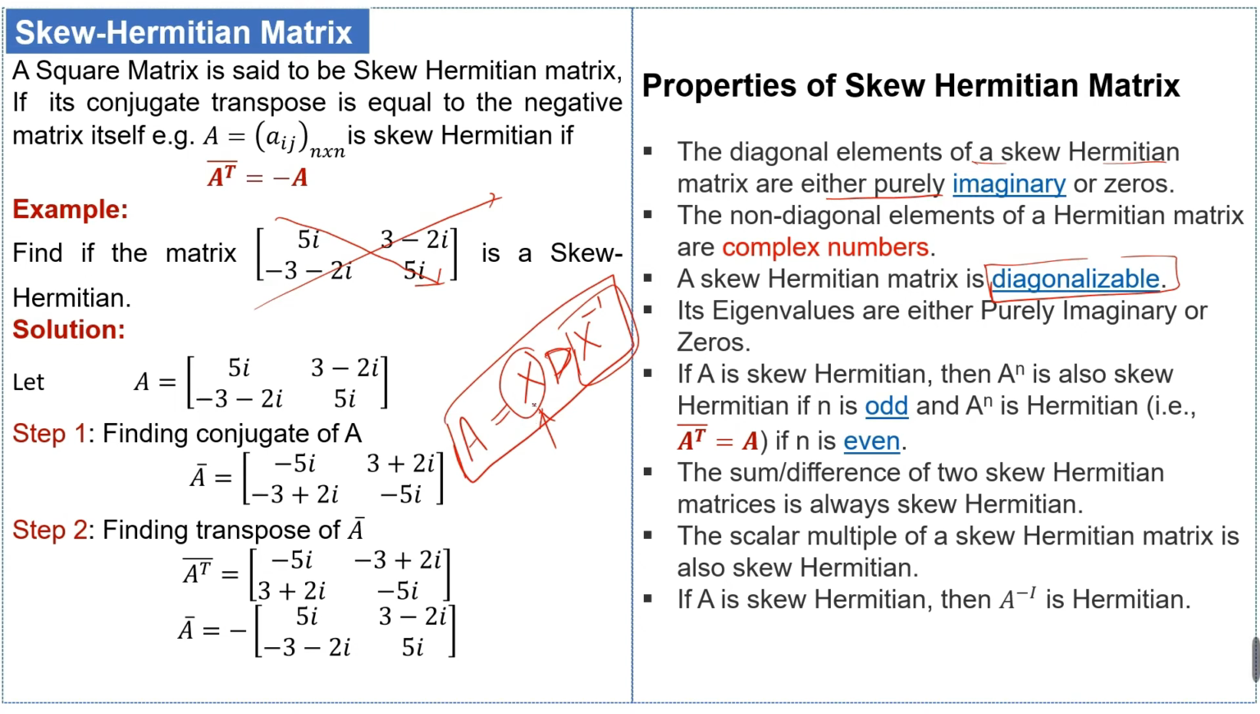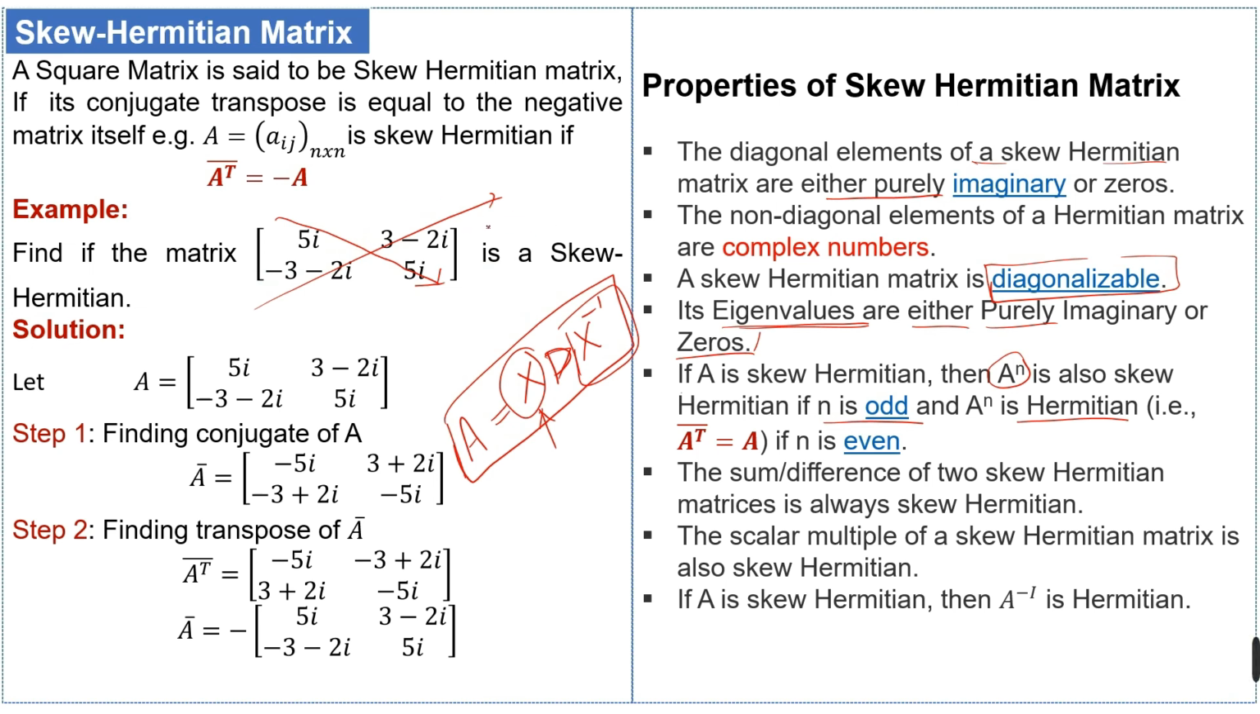Next, its eigenvalues are either purely imaginary or zero. In a Hermitian matrix we have seen the eigenvalues are all real, and in a skew Hermitian matrix the eigenvalues can be zero or purely imaginary. If A is skew Hermitian, then A to the power n is also skew Hermitian if n is odd, and A to the power n is Hermitian if n is even.